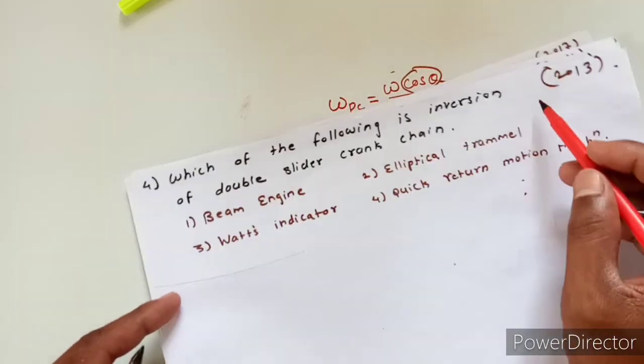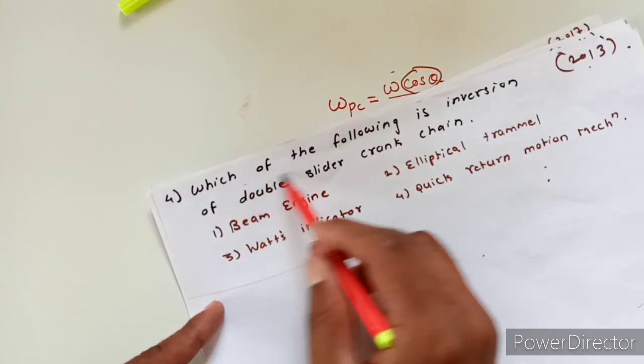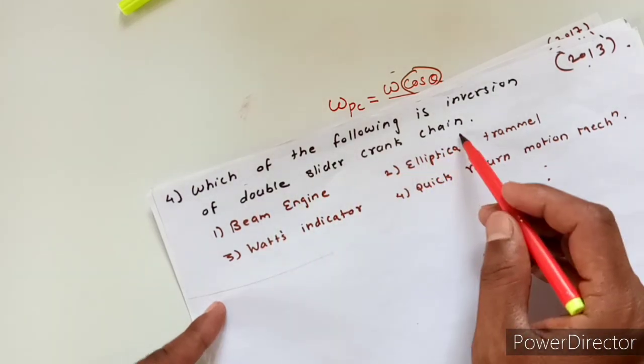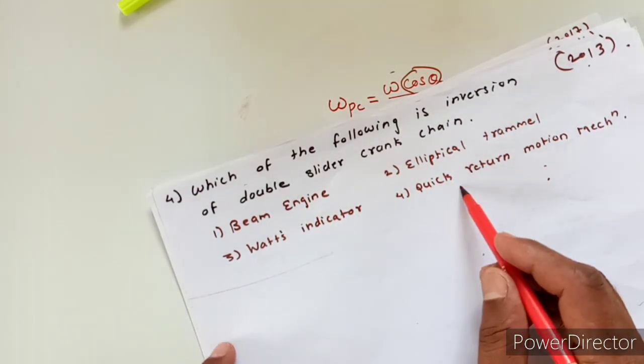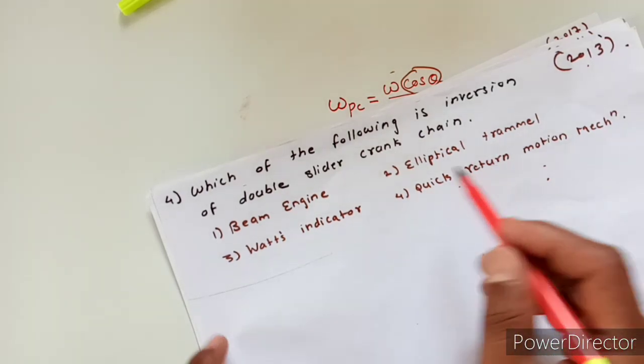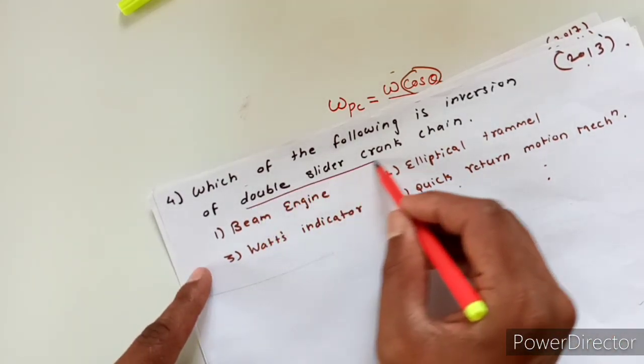Now question number 4, which was asked in 2013: which of the following is inversion of double slider crank chain? Beam engine, elliptical trammel, Watt's indicator or quick return motion mechanism? Now, double slider crank chain.